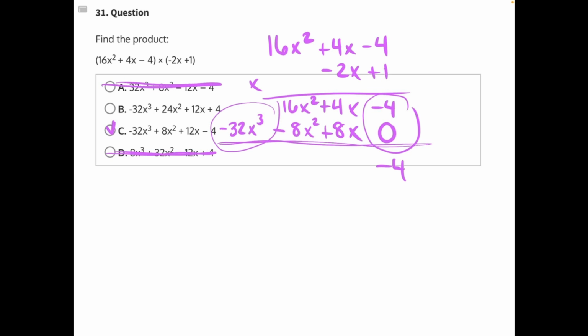At that point, you can mark C and move on with the rest of the test, but for the sake of the video, I will simplify us down and finish the problem.